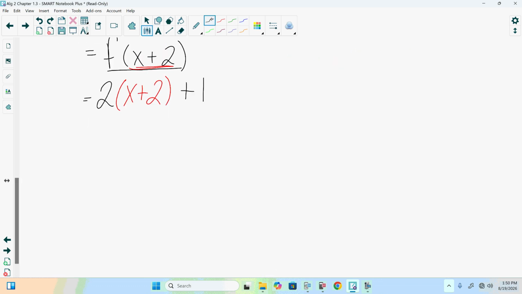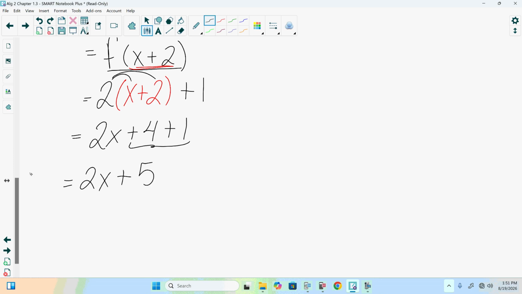Last thing we have to do is simplify. We're going to distribute the 2. 2 times x is 2x. 2 times positive 2 is 4, plus 1. Do we have any like terms? Yeah, 4 plus 1. So our function is 2x plus 5.